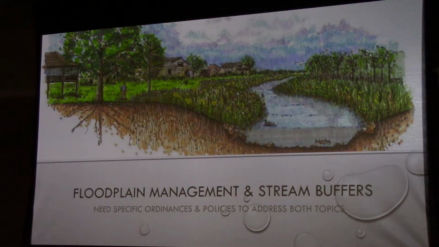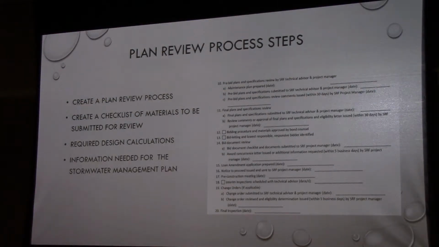And then floodplain management and stream buffers. Specific needs for policies related to both topics, so that you know how you're going to address that as part of the overall package that's being put together. And then the plan review process steps. So creating a plan review process and having some kind of checklist of materials to be submitted for review. And one of the things that's been really helpful for me as a reviewer of practices that have to follow these specific rules in order to get state or other funding is having a process that asks for the information in a specific way, so that you don't have to look through 100 pages of stuff that somebody did differently than the next person and the next person.